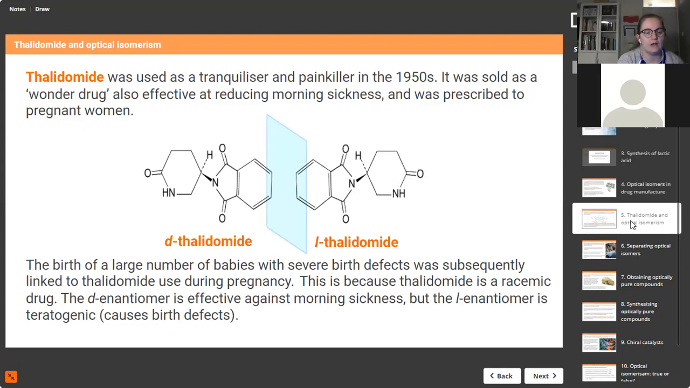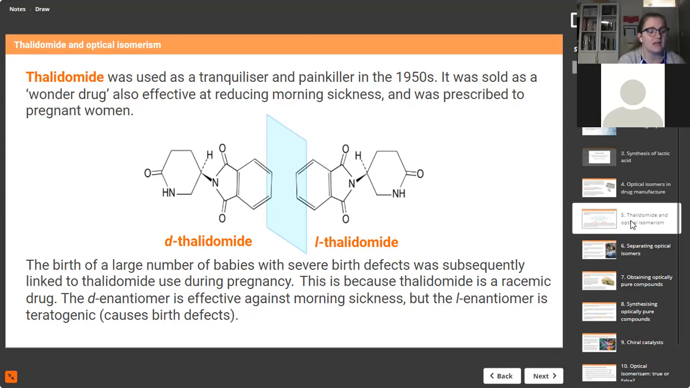This large number of babies with these severe birth defects was linked to the thalidomide use during pregnancy. And this is because thalidomide is a racemic drug. The D enantiomer is effective against morning sickness, but the L enantiomer is teratogenic and causes birth defects. Also, the D isomer is able to be converted to the L in the body.